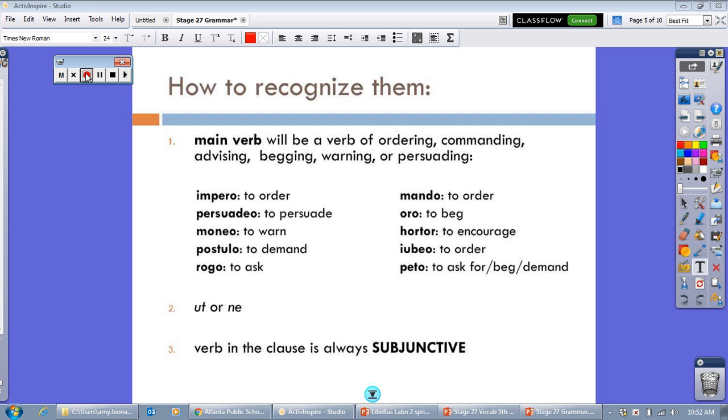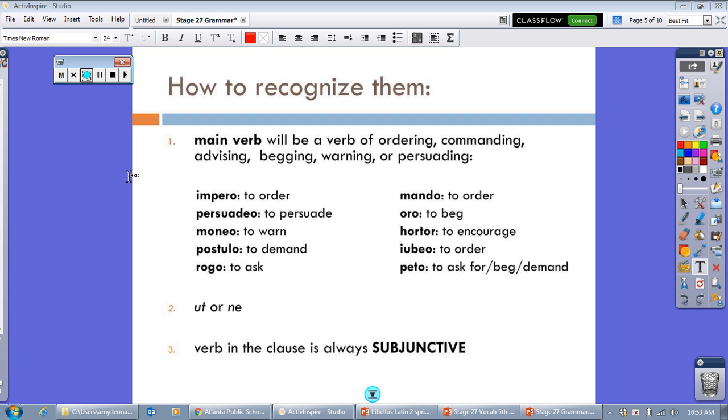Take a look at the list. There may be one or two that you're not familiar with. Maybe hortor is a new one, and we'll learn more about that one later in the Green Book. Perhaps postulo is one you haven't seen in a while, but these are all verbs of ordering, encouraging, begging, asking, even warning somebody to do something.